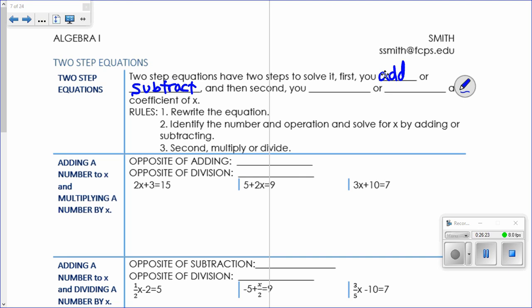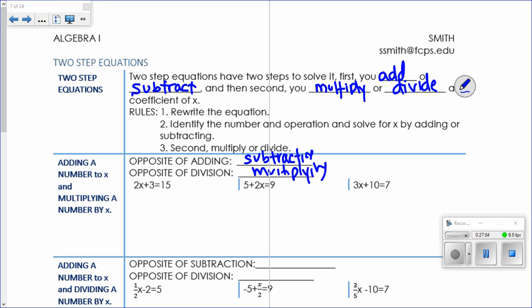So you're adding or subtracting a number. The major parts of a two-step problem: you have to add or subtract, and then second, you have to either multiply or divide a number. That coefficient in front of x, you're going to have a number in front of the x term now. We follow the same steps, but first, the opposite of adding is subtracting a number. The opposite of division is multiplying.